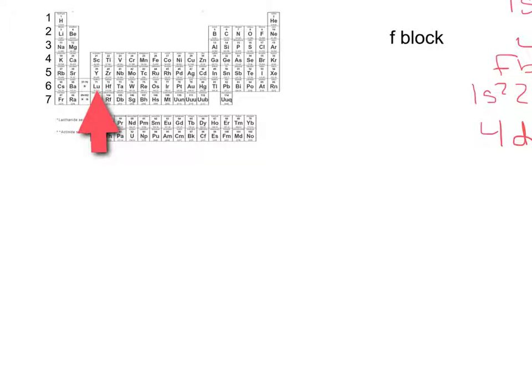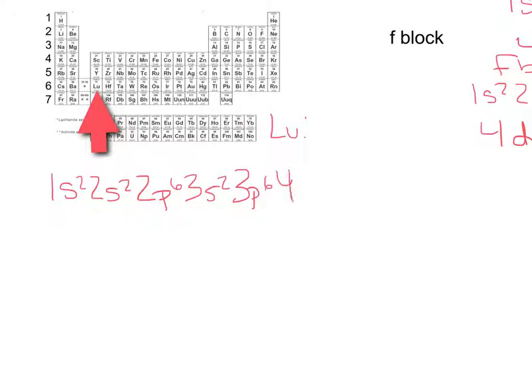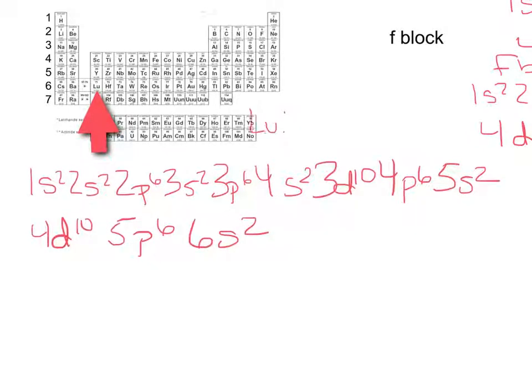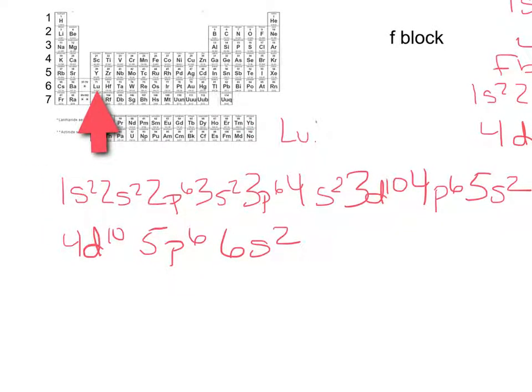All right, so let's do Lu. 1s2, 2s2, 2p6, 3s2, 3p6, 4s2, 3d10, 4p6, 5s2, 4d10, 5p6, 6s2. All right, so now we're right here, 6s2. See that?